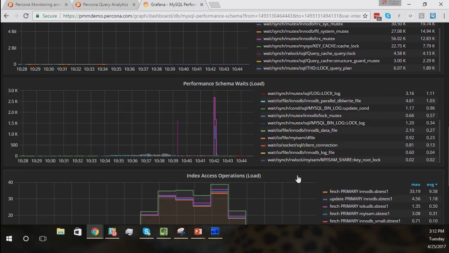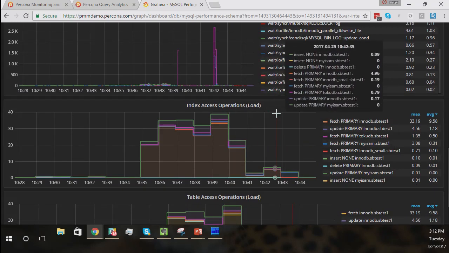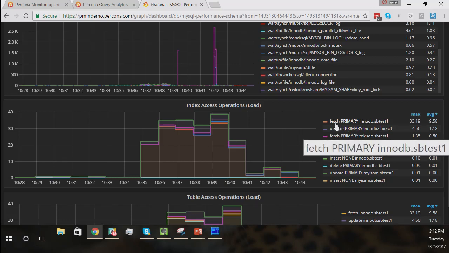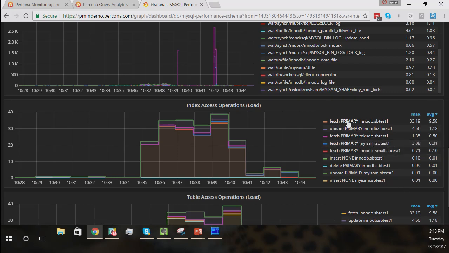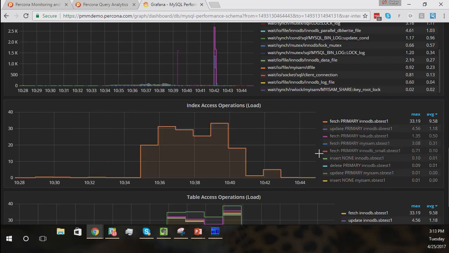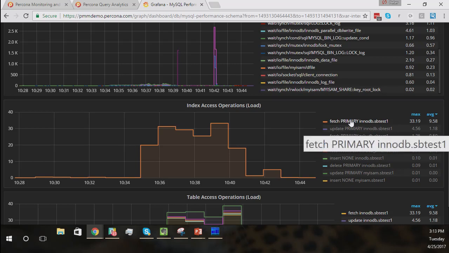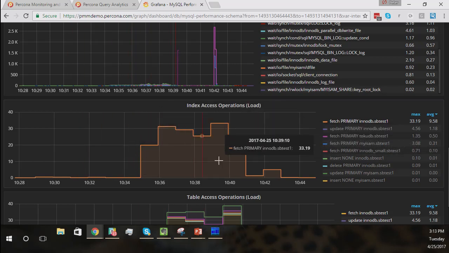Another very interesting data you can get in performance schema is index operations. So, for example, in this case, you have seen those expensive select queries which use the primary key in the sbtest table. You can just see it right here. In terms of operations, we have a pretty heavy load on that index, and that was spiky. That's probably the time when that select query was running. Does that make sense?